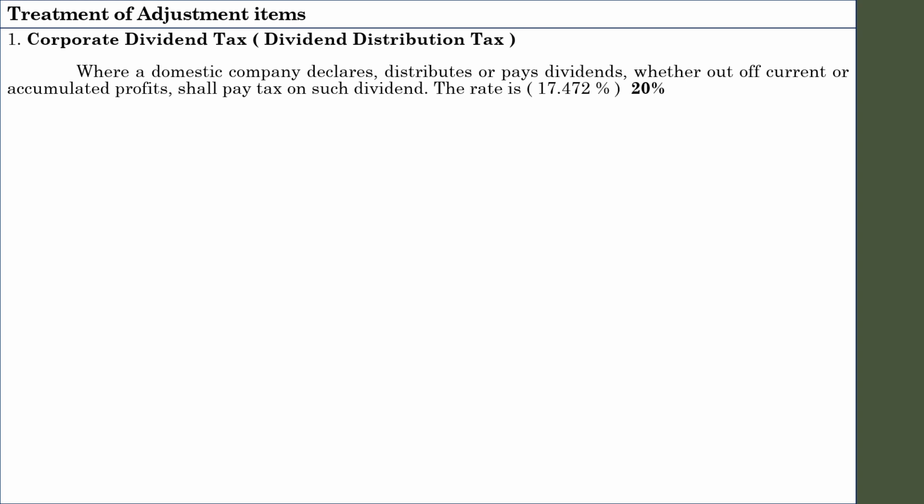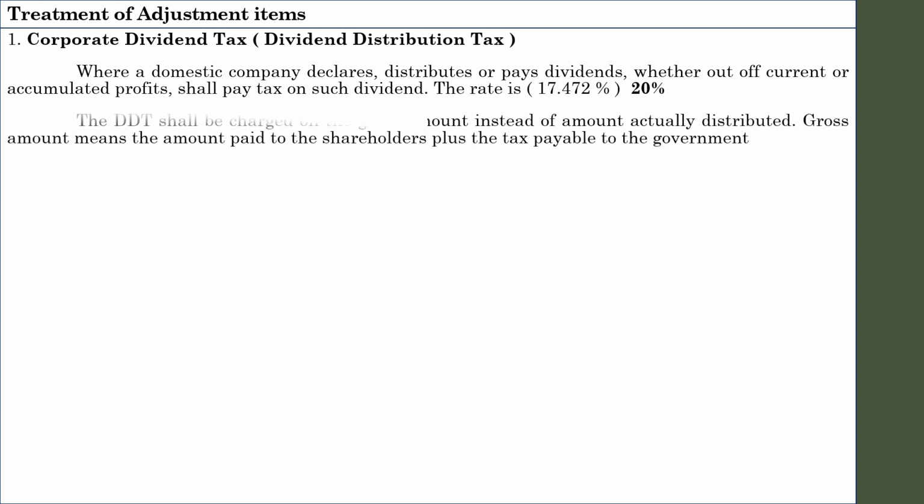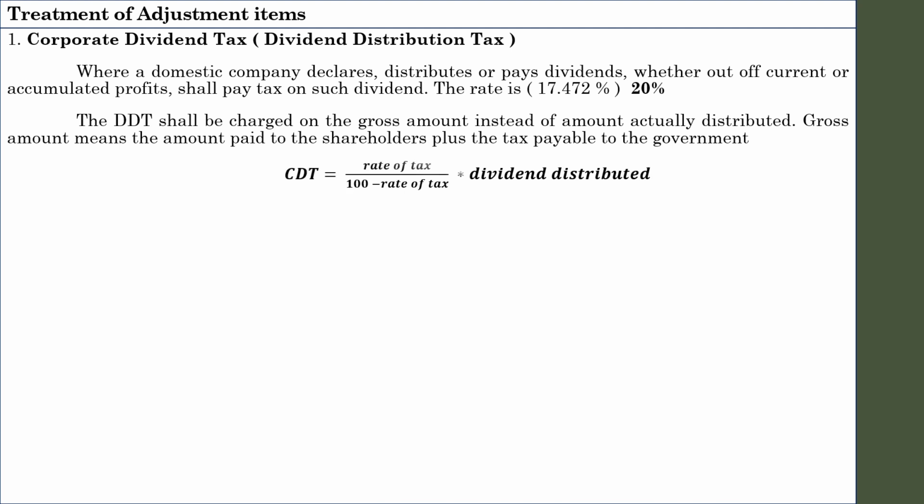The DDT, otherwise known as dividend distribution tax, shall be charged on the gross amount instead of the amount actually distributed. The gross amount means the amount paid to the shareholders plus the tax payable to the government. So the equation for finding the corporate dividend tax is rate of tax divided by 100 minus rate of tax, into dividend distributed. There you will get the corporate dividend tax.